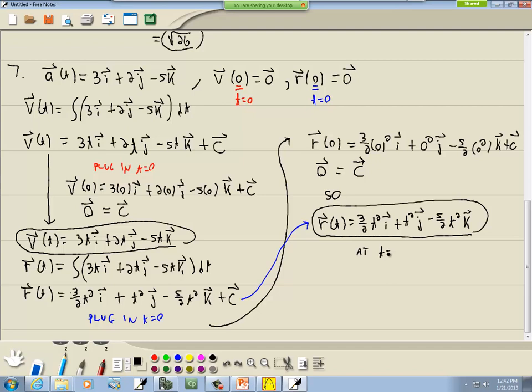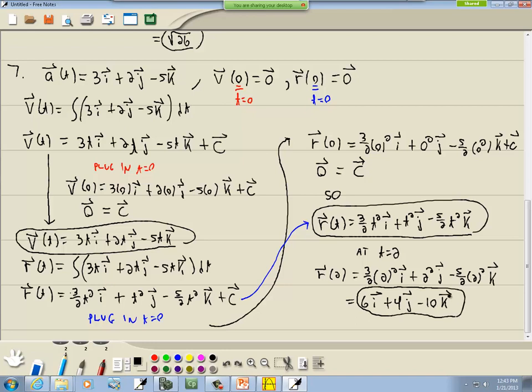So at t is equal to 2, we're going to plug that into our position vector, and we got r of 2 is equal to 3/2 times 2 squared i plus 2 squared j minus 5/2 2 squared k. Well, this is 4 times 3 is 12, divided by 2 is 6. We got 6i. 2 squared is 4, so we got 4j. Here we got 2 squared is 4, divided by 2 is 2, times 5 is 10, minus 10k. So we didn't make a basic math error somewhere. So those would be our answers.